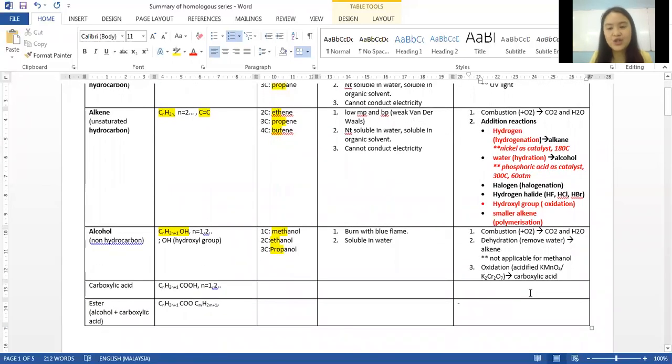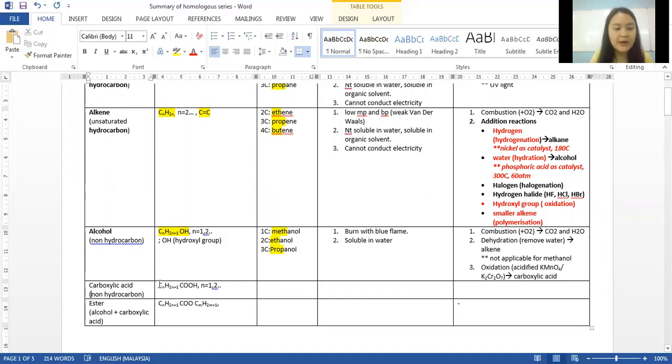All right, so these are the three chemical properties of alcohol, right? Combustion, dehydration, and oxidation. Right, so moving on to the next homologous series, we have carboxylic acid. Just like alcohol, carboxylic acid is non-hydrocarbon. Again, why is it non-hydrocarbon? Due to the presence of oxygen inside.